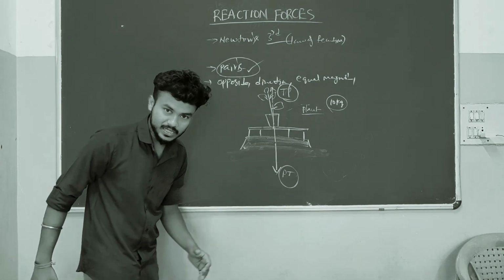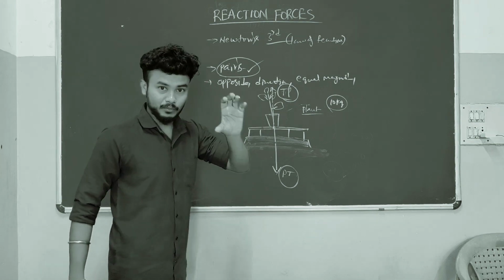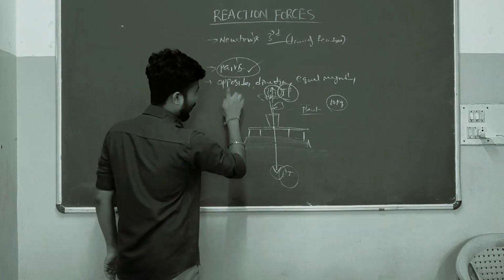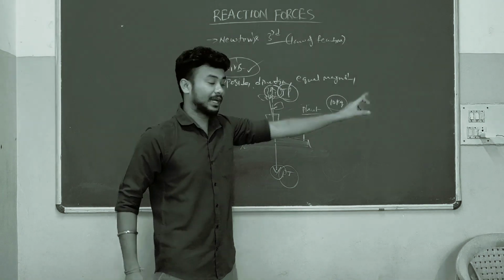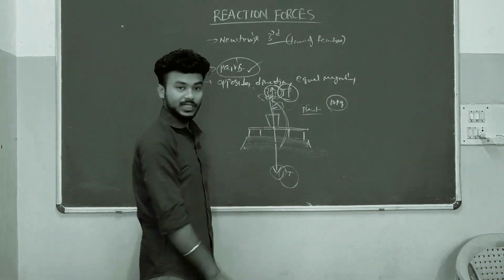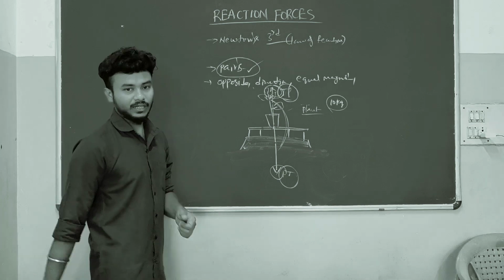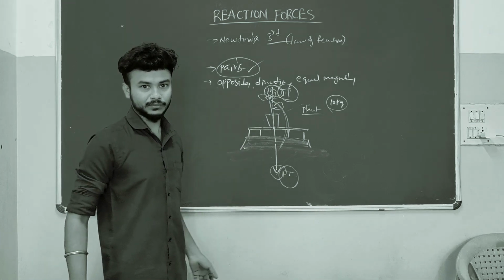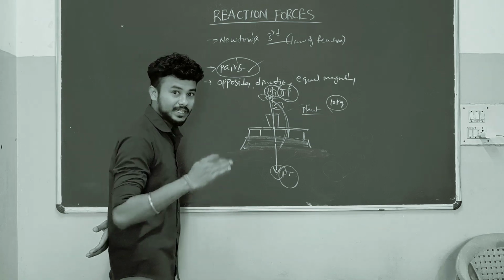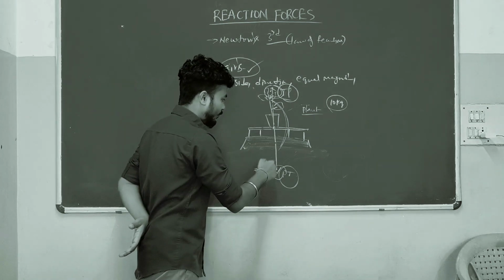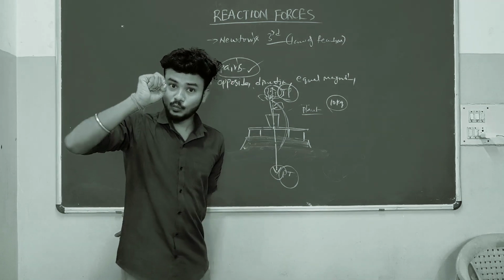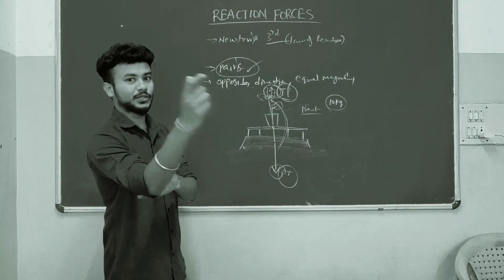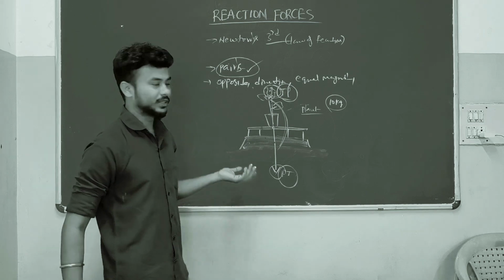According to Newton's third law, forces will come in pairs and in opposite direction. This is upward, this is downward. Opposite direction, equal magnitude. So this is Newton's third law. Now we can say these two forces are in a linear force system. We discussed the linear force system. Linear force system means two forces are acting on one object in the same line. So that is a linear force system.